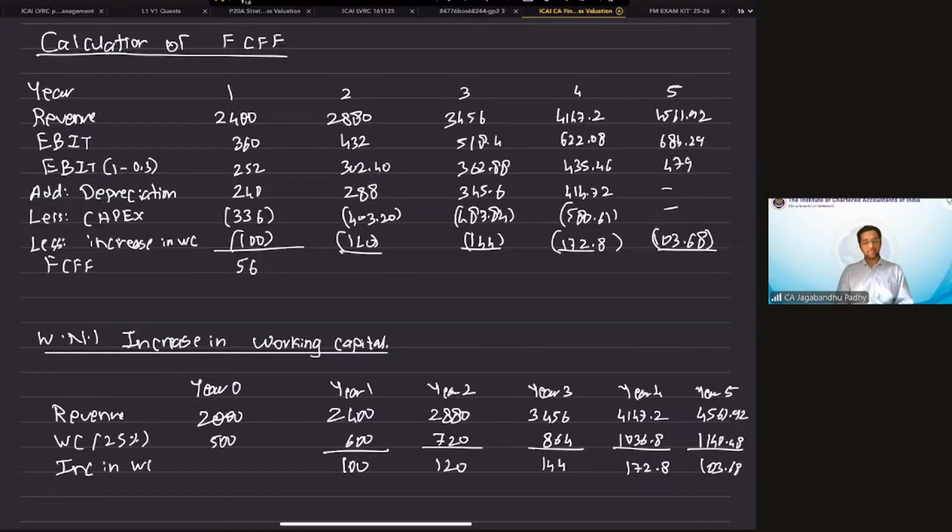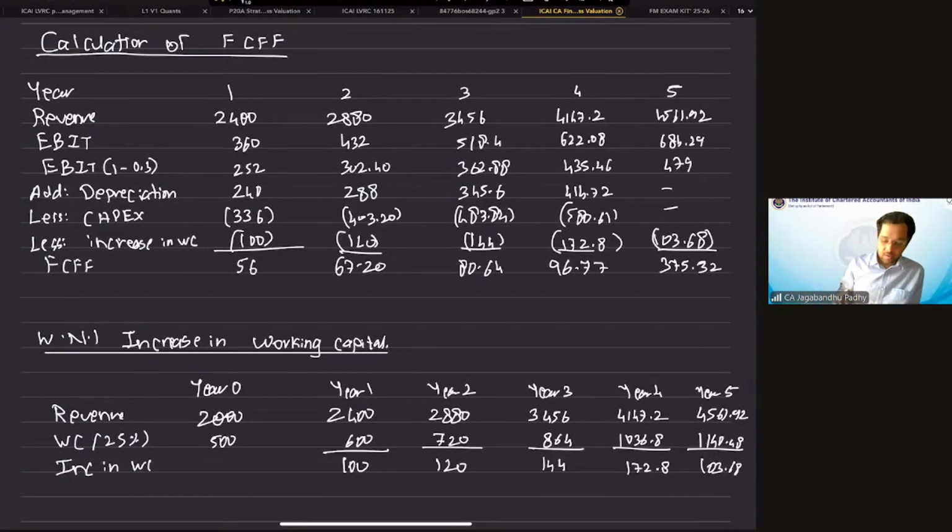So calculate the FCFF, guys. Second year it is 67.20. Third year 80.64. Then fourth year 96.77, and then 375.32. Fine. So that gives us the value of FCFF.